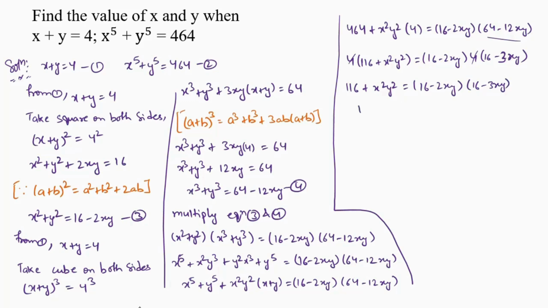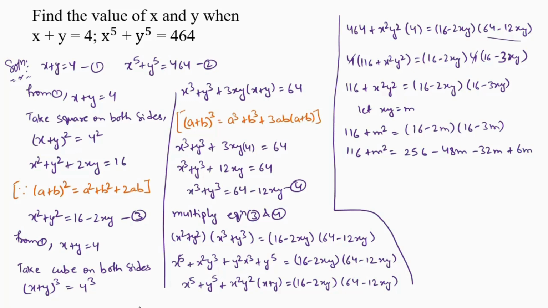Now assume xy as m. The above equation can be written as 116 plus m square equals to 16 minus 2m bracket 16 minus 3m. On solving right hand side we get 16 times 16, that is 256 minus 48m minus 32m plus 6m square.